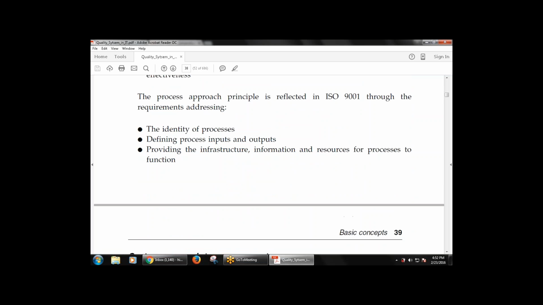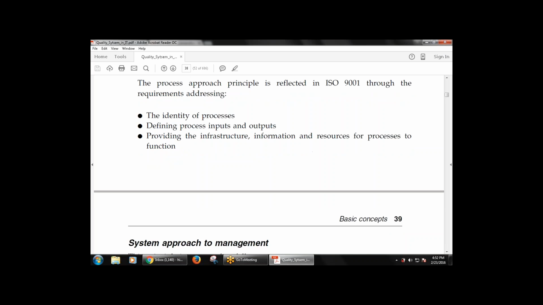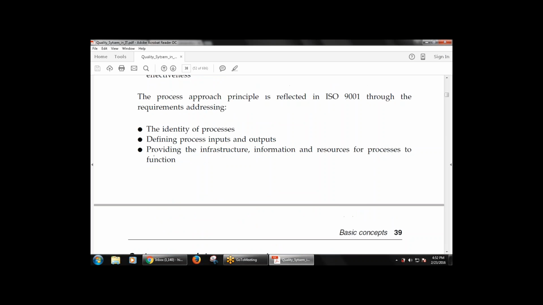So what are the various requirements? What are the various principles that are available? The first principle is identity of the processes, then defining the process inputs and the output, then providing the infrastructure, information, and resources for the process to function.